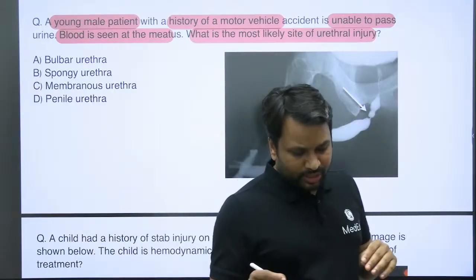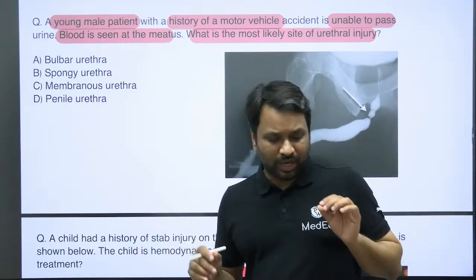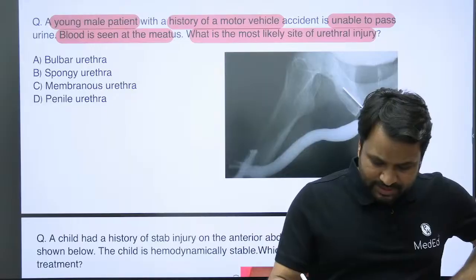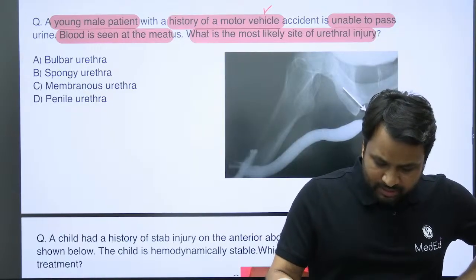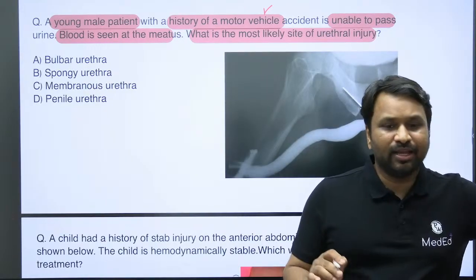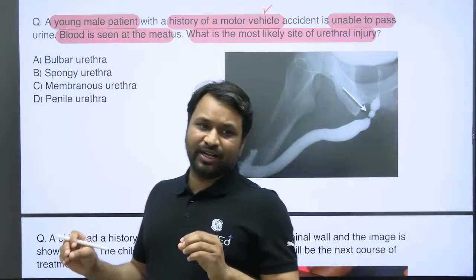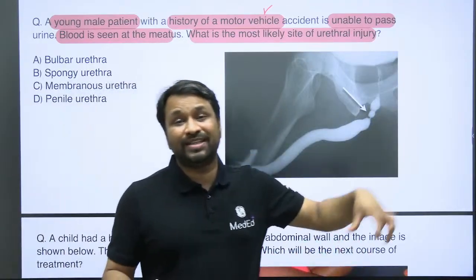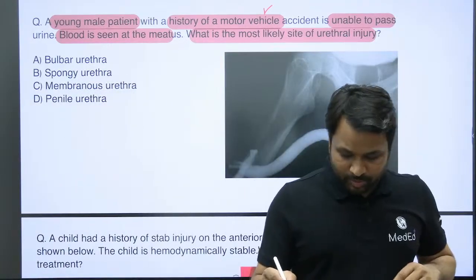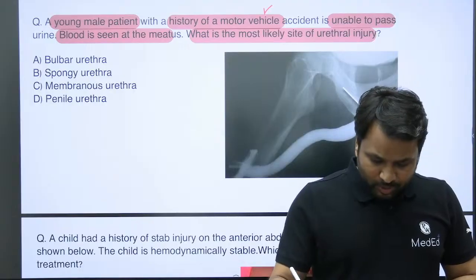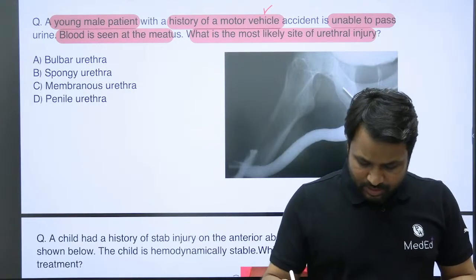So here, usually when you have, see the pickup point which is present here is motor vehicle accident. In a road traffic accident, if there is a manhole injury, then it is bulbar. Otherwise, it is going to be a membranous urethral injury. So, based upon this, a young male, blood is seen at the meatus. What is the most likely diagnosis?